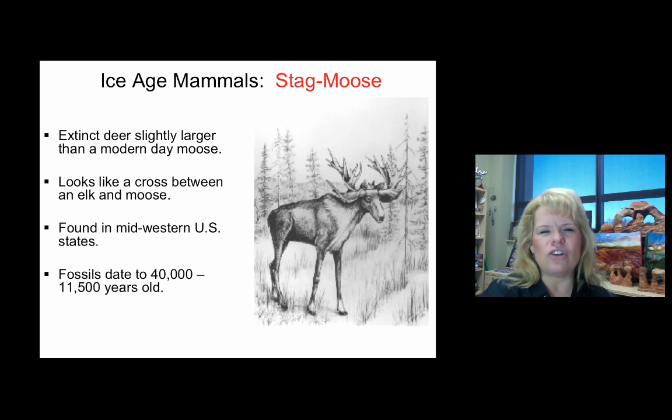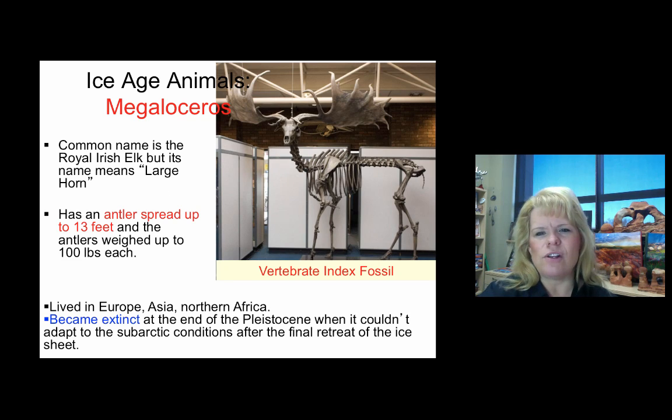Then abruptly they start to go away around the time the ice melted. However, the stag moose might have even made it into about 7,000 years of time. But we just don't have enough fossils to put a strong range beyond that 11,500. This guy, super interesting guy.